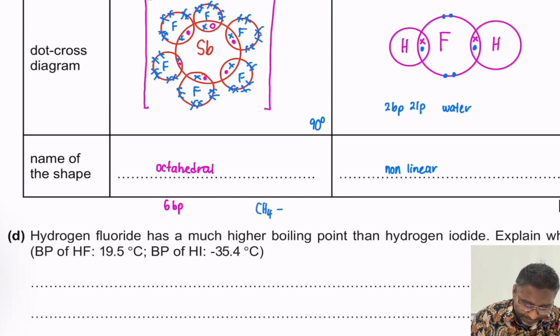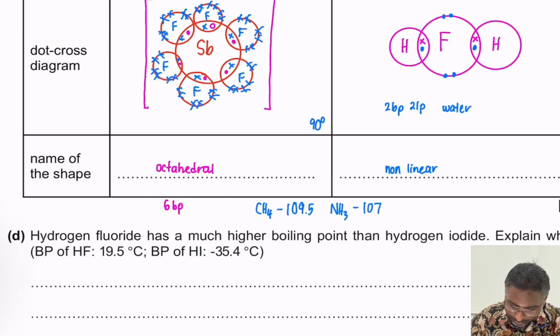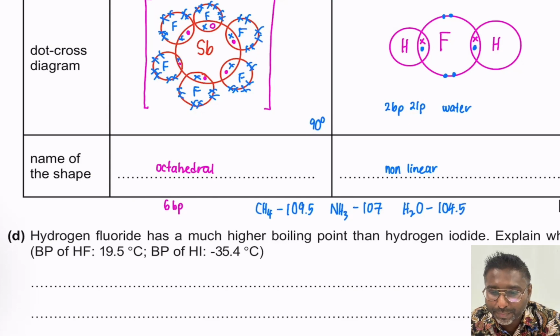Do remember, CH4 is tetrahedral, 109.5 degrees. Ammonia has 3 bonding pairs and 1 lone pair, so 107 degrees. Water, memorize, is going to be 104.5 degrees. Make sure you remember this. If it is non-linear in this case, it will be 104.5. Okay, I'll continue.